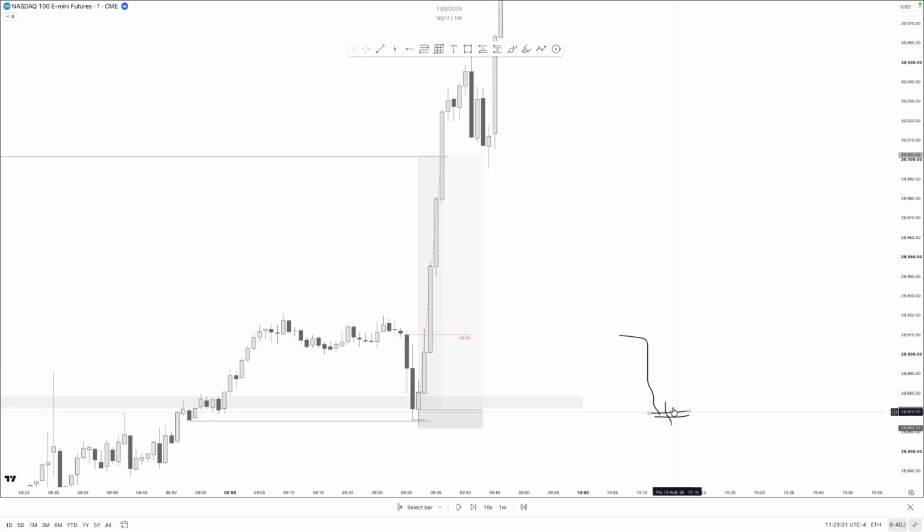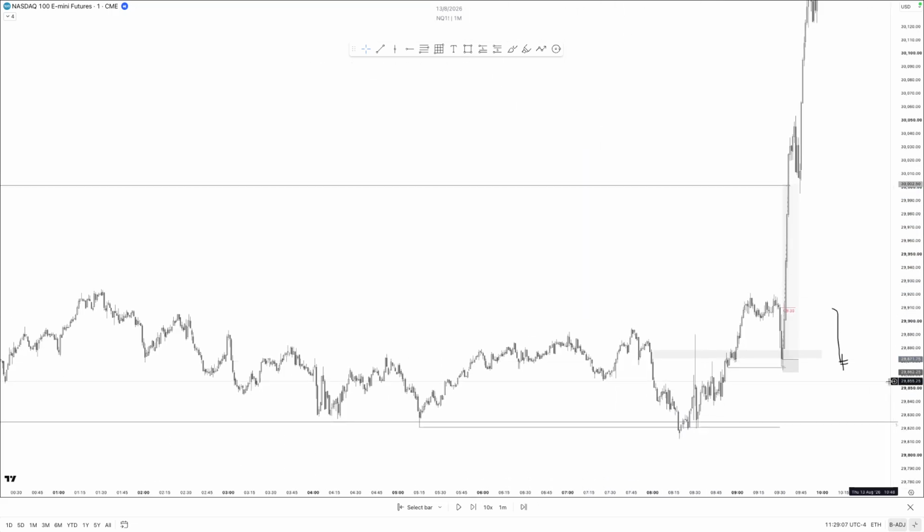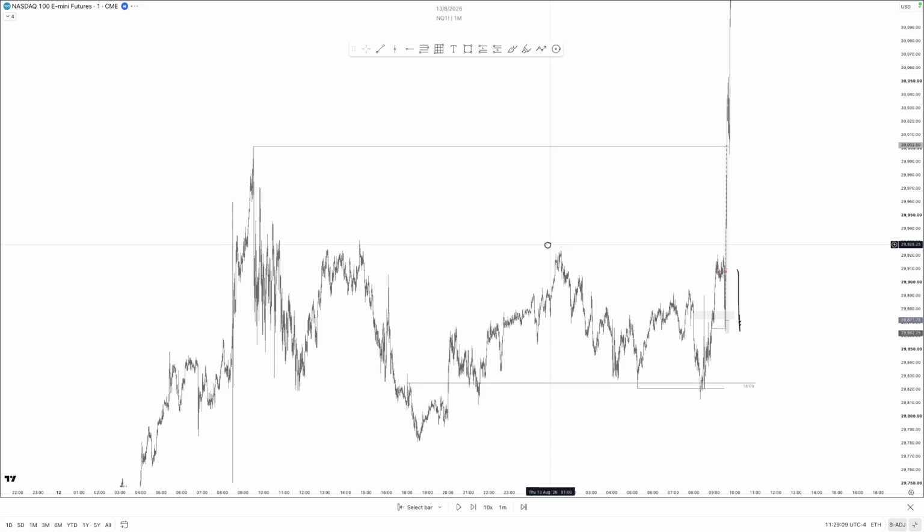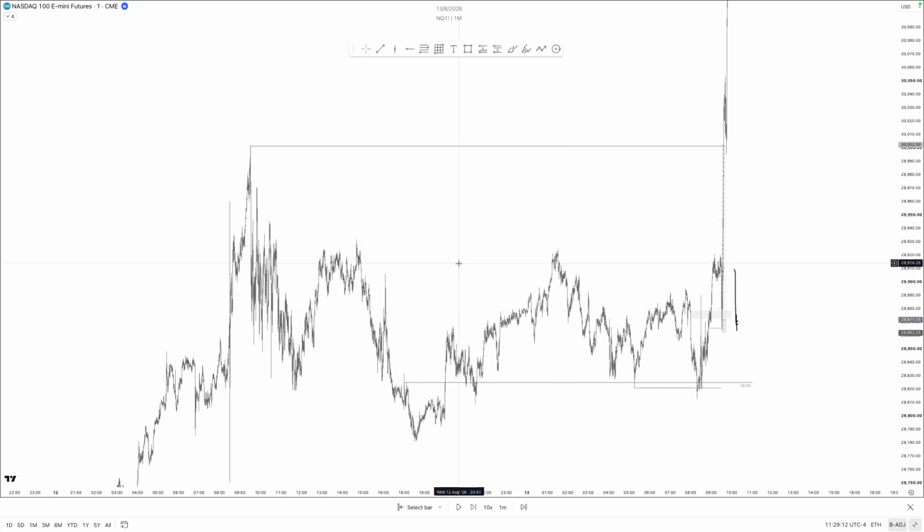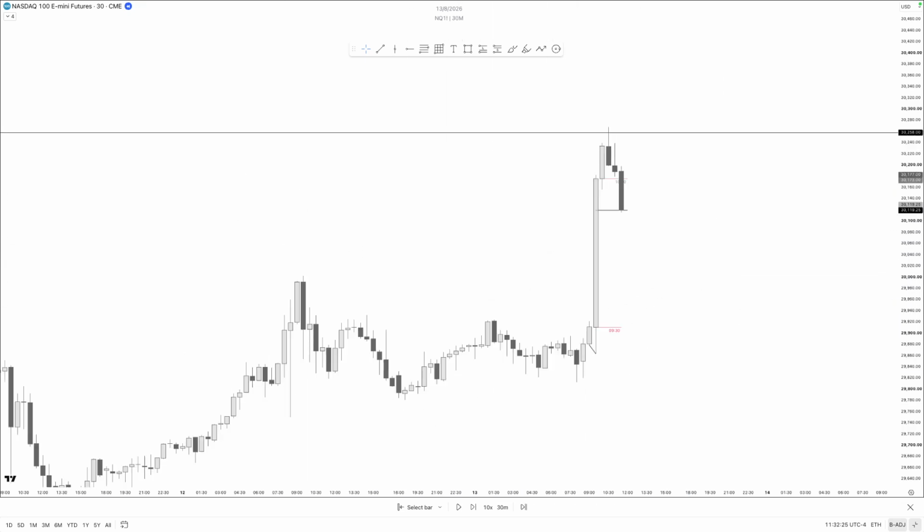Take that to the high up there like so, and that'll give you 13.7R on the day just trading 9:30 alone using that simple market maker buy model logic.